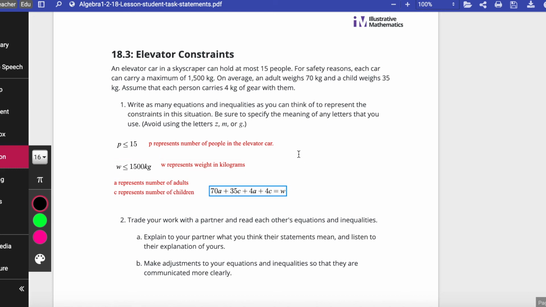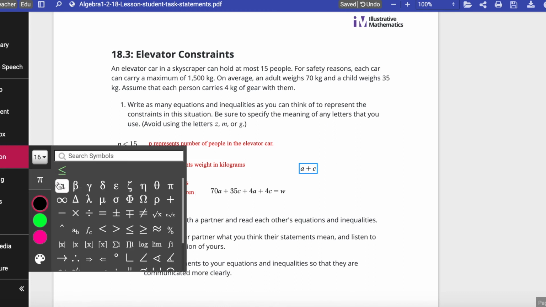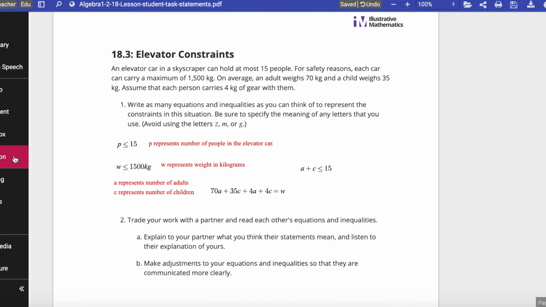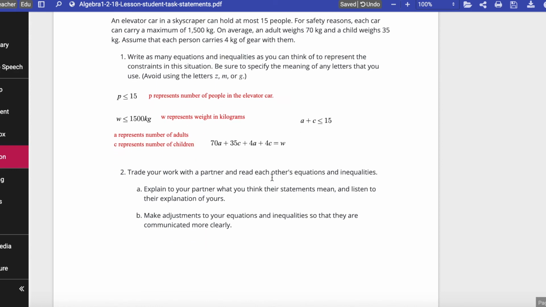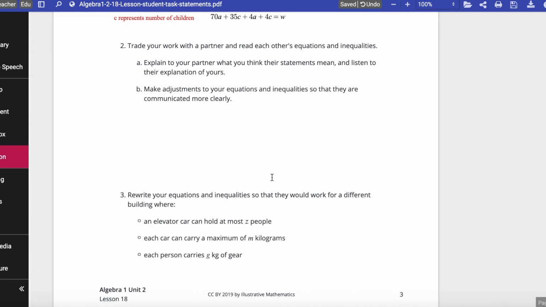So another one you could do, we could do A plus C, and we know that has to be less than or equal to 15. Because that's number of adults plus number of children. So any of these would work. All right, skip number 2.